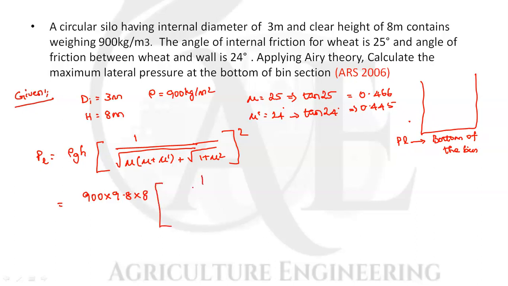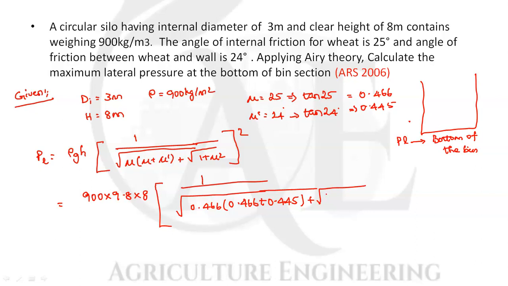So 1 divided by root of mu, here given 0.466, plus 0.466 plus 0.445, plus 1 plus mu square. Mu is 0.466, the whole square.